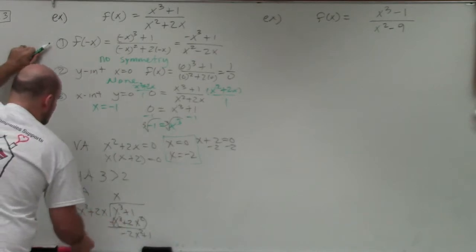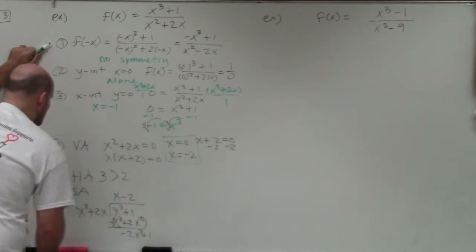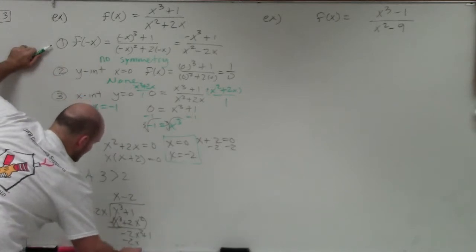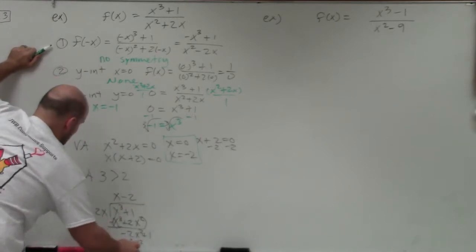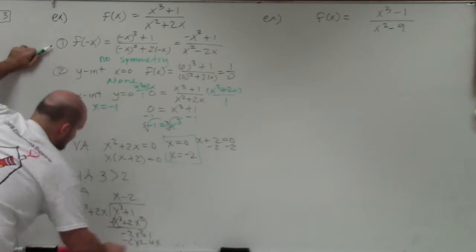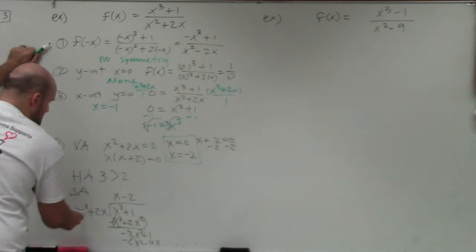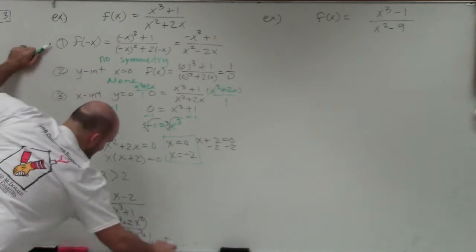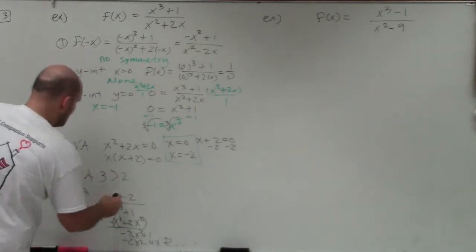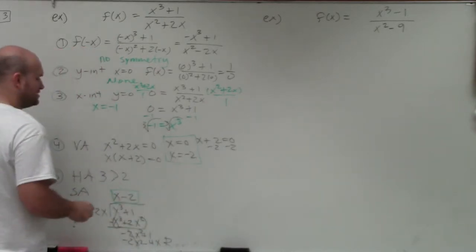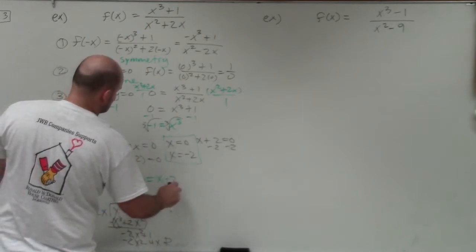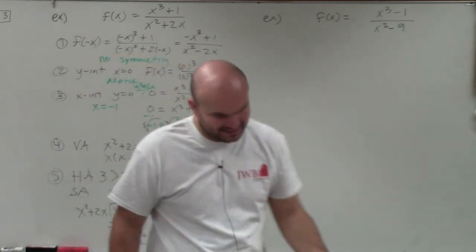X squared divides into negative 2x squared negative 2 times. Negative 2 times x squared is going to be negative 2x squared. Negative 2 times 2x is going to be a negative 4x. However, those are going to be subtracted, so that becomes a positive 4x. But x squared does not divide into 4x. So that is going to be a remainder, which we're not going to be concerned about. We're only going to be concerned about our quotient, which is x minus 2. So our slant asymptote is y equals x minus 2, which is going to be a line.